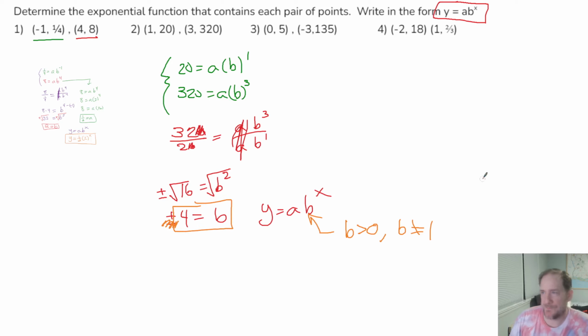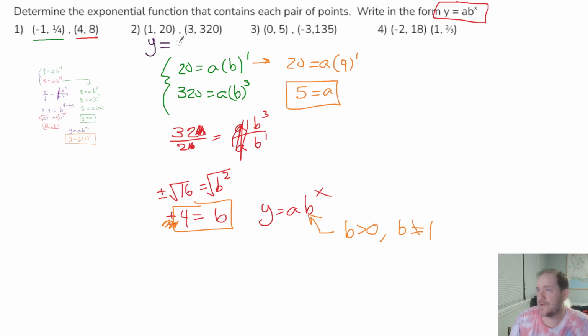So 4 is b. Then we can take that b, plug it back into one of our equations. Top one is much easier to work with. So we get 20 is equal to a times 4 to the 1. 4 to the 1 is 4. Divide by 4, you get 5. So this time, the equation for number 2 is y equals 5 times 4 to the x. That's that.